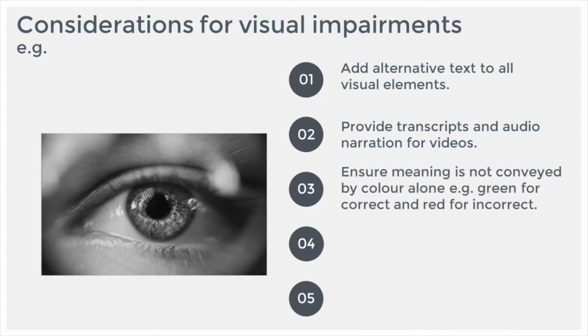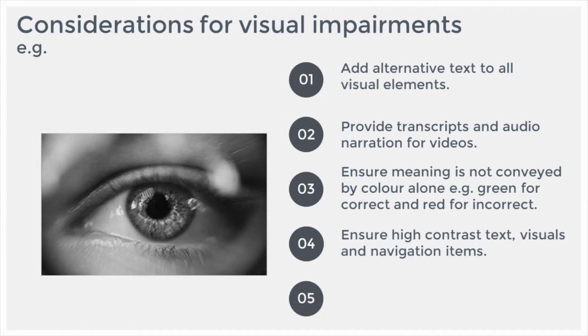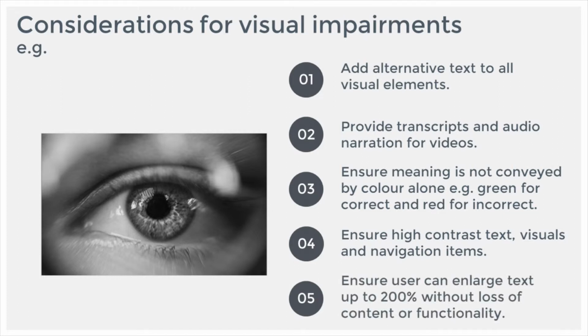Then we have ensure meaning is not conveyed by colour alone, e.g. green for correct and red for incorrect, which is essential for our colourblind learners. The next standard benefits all of your learners, ensuring that you use high contrast text, visuals and navigation themes. The final standard is to make sure that learners can enlarge the text up to 200% without using assistive technology, so just using the zoom function on their browser.